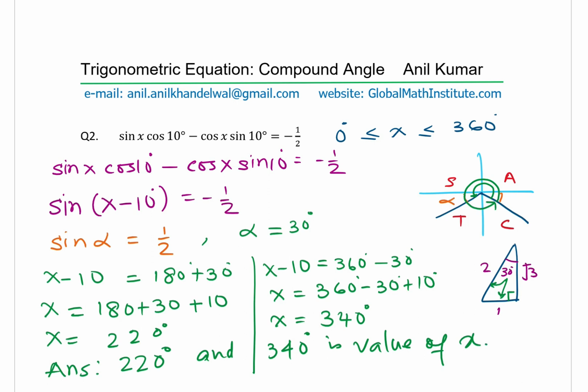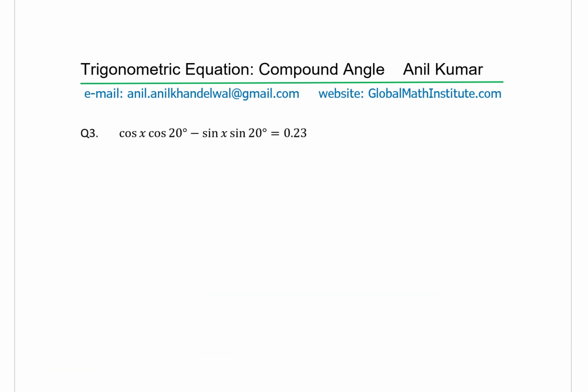Is that clear to you? So that is how we are going to answer this question. Now let's take up the next question, question number 3, which is again a similar question but based on cosine. So the question now here is cos of x times cos of 20 degrees minus sine of x sine of 20 degrees is equal to 0.23.